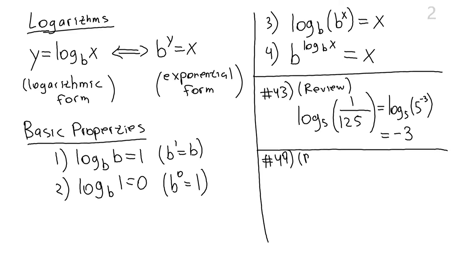Number 49, also from the review, asks us to use the log properties to evaluate the following: 4 to the power of log base 4 of pi. Now it doesn't matter that pi is there, anything can be there. Using property 4, we see that 4 to the power of log base 4 of anything is going to be that anything. And so the final answer is pi.